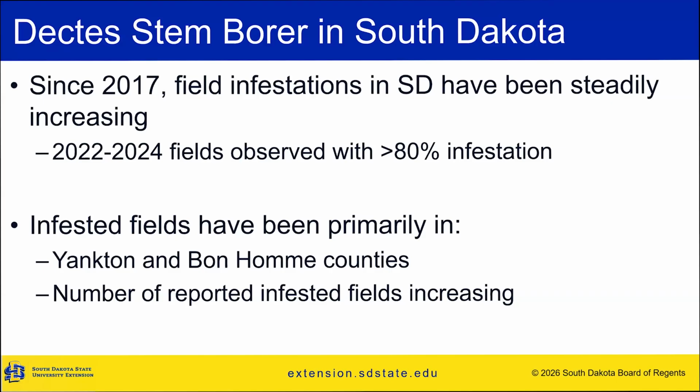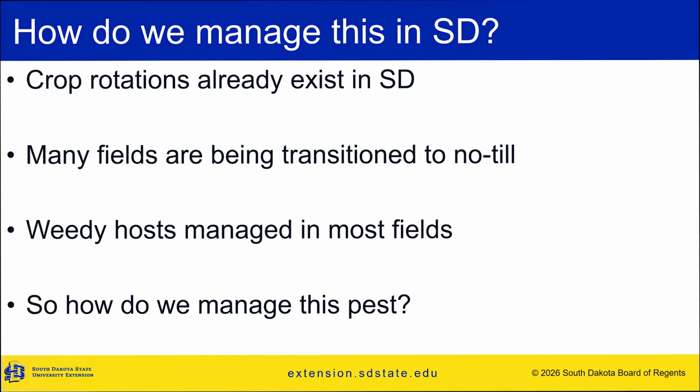Now, originally, our infested fields were primarily in the Yankton and Bon Homme counties. However, we've had additional counties getting added to that list over the last few years. And the other thing is that it seems like every year we hear of more infested fields. So what do we do? I went through the list already of the management recommendations, and it looks kind of bleak. And so that's why this research came up, because we can't really rely on crop rotations because they're already existing in South Dakota. We're not planting bean on bean fields.